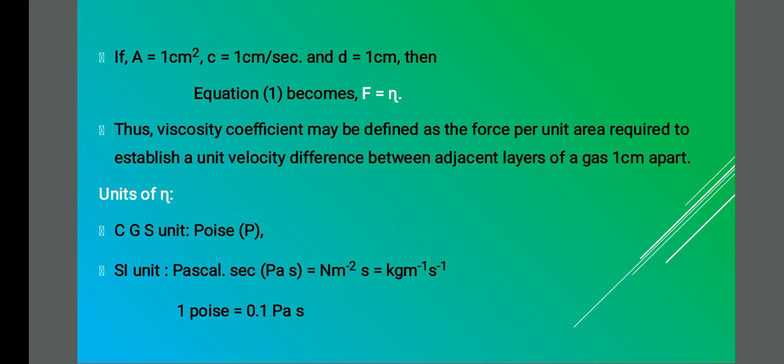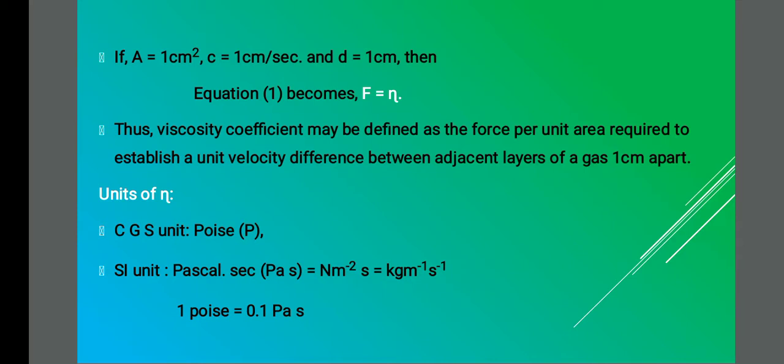Okay, now I'll say the units of viscosity. The CGS unit is poise, and the SI unit is called Pascal second, and 1 poise is equal to 0.1 Pascal second. Is it clear now? So it can be expressed in two units, CGS as well as SI. In CGS we call it poise, and in SI we call it Pascal second.